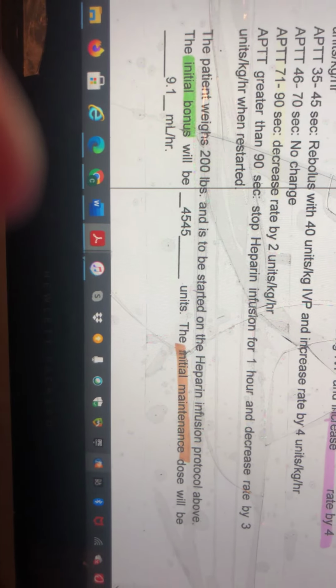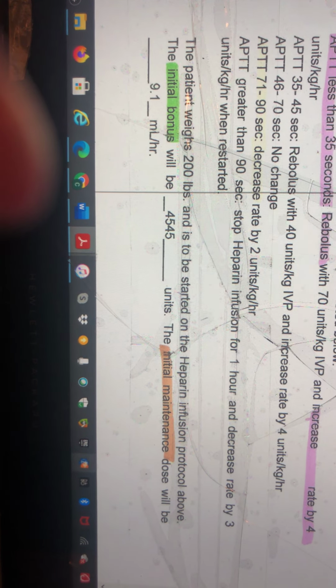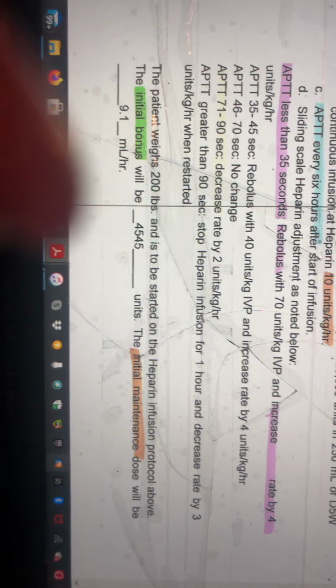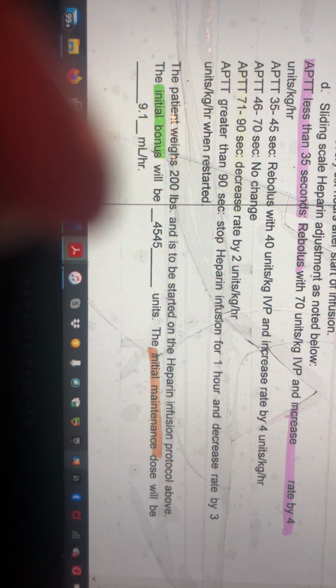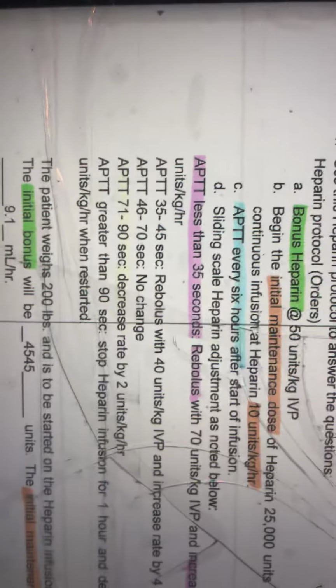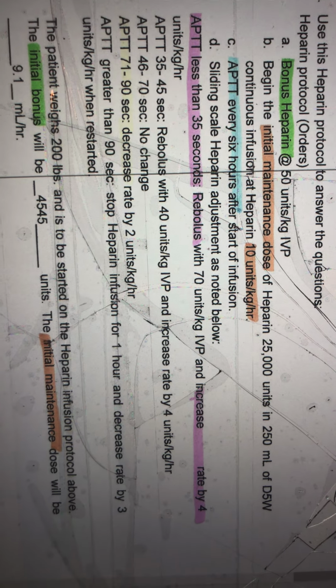So let's see what our problem says. It says the patient weighs 200 pounds and is to be started on the heparin infusion protocol. And the initial bolus will be how many units, and then what will the maintenance dose be in milliliters per hour. Okay, so our patient weighs 200 pounds. So we need to calculate how many kilos that is. And then we're going to multiply that times 50 units per kg. So let me work that out real quick.